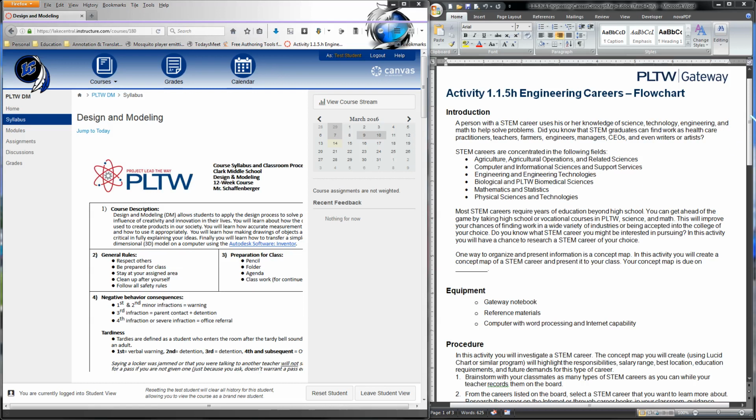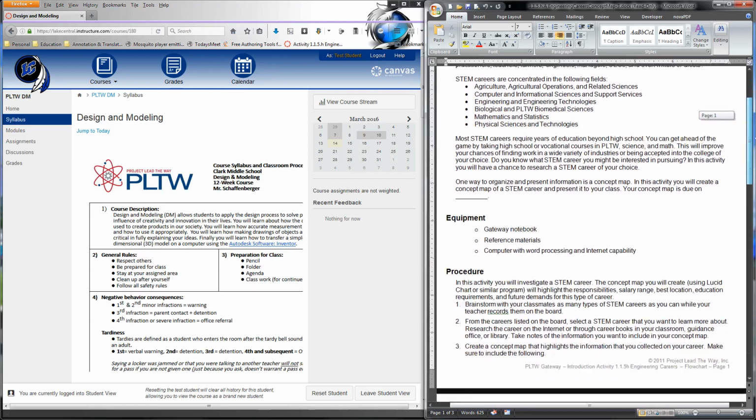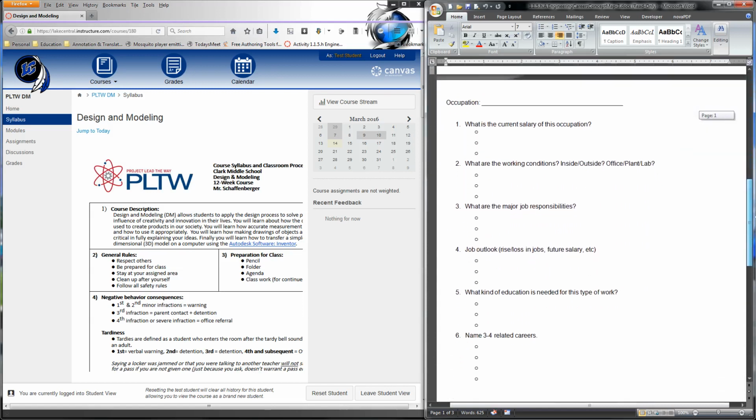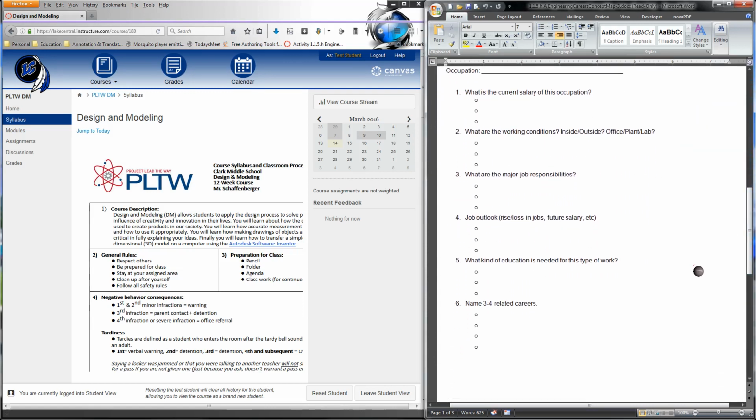So on this sheet that you're given, we're going to look at the questions. You're going to answer 6 different questions about your chosen occupation, and for each question, you're going to give 3 facts. So, question 1, what is the current salary of this occupation? What are the working conditions? Are they inside, outside, in an office, plant, or lab, or other things?